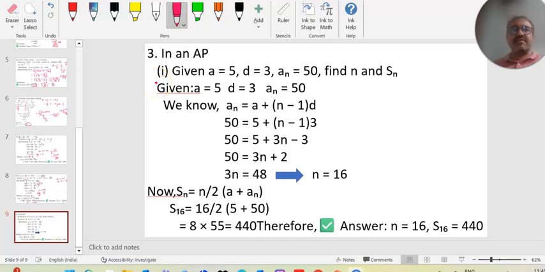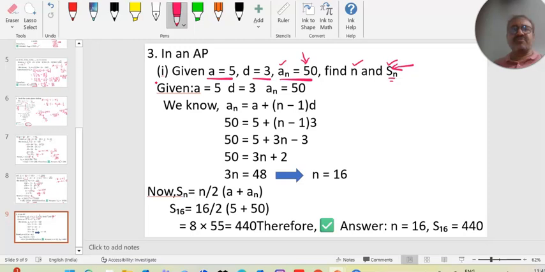In an AP, given that a = 5, d = 3, an = 50. Find n and Sn. మరొకసారి రిమైండ్ చేస్తాను. ఏఎన్కి ఎస్ఎన్కి డిఫరెన్స్ చూడండి. an is a particular term, ఒక టర్మ్ మాత్రం చూపిస్తుంది. Whereas Sn is the sum of n terms. Sum of అంటే కొన్ని పదాల యొక్క మొత్తం టోటల్ చూపిస్తుంది.